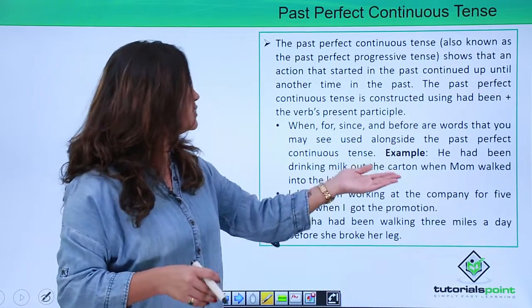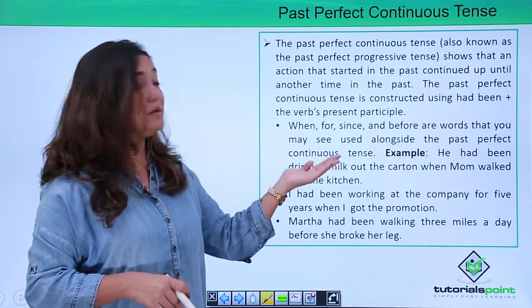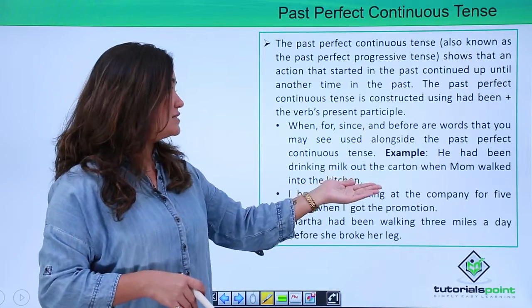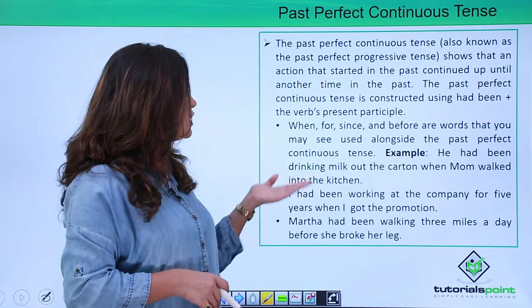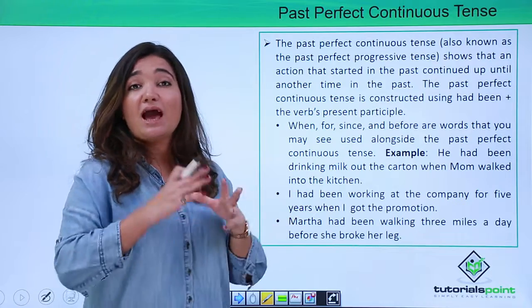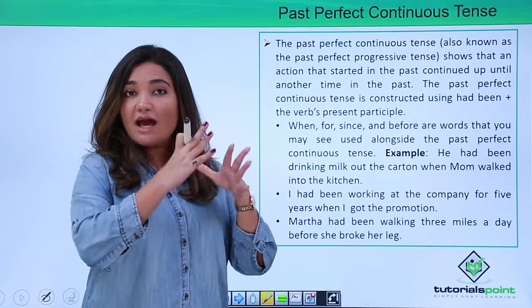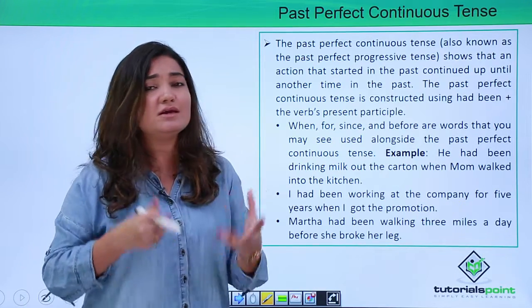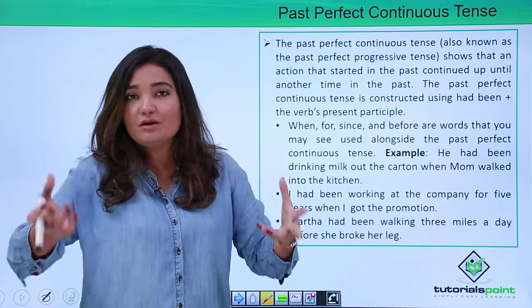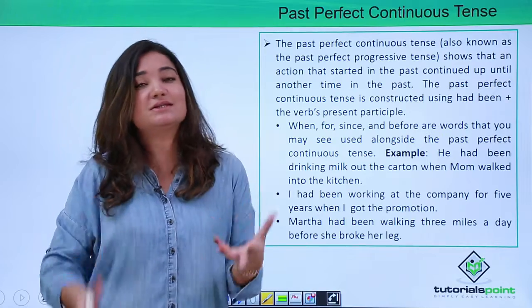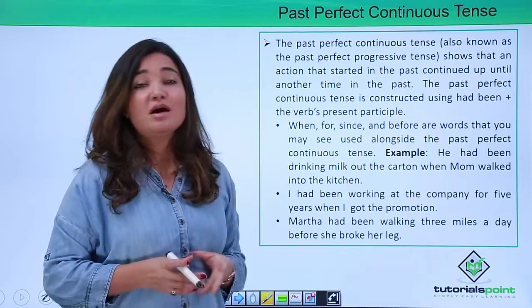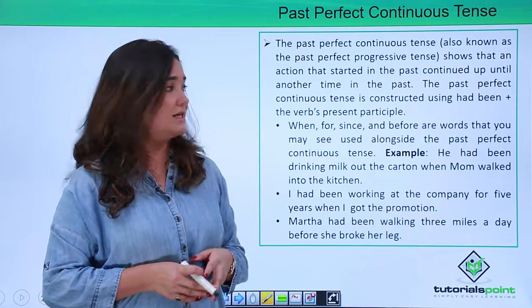So here, look at the example. He had been drinking milk out of the carton when mom walked into the kitchen. So here, had been drinking milk, right? So what did you gauge from this, had been drinking? You can very easily judge and decide that this is the past perfect continuous form of the tense.